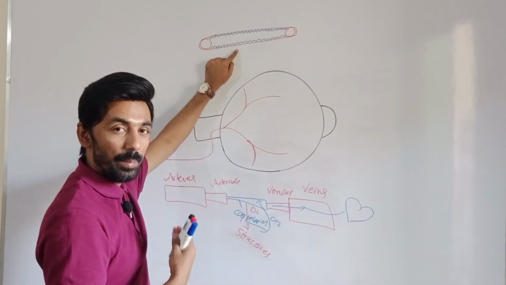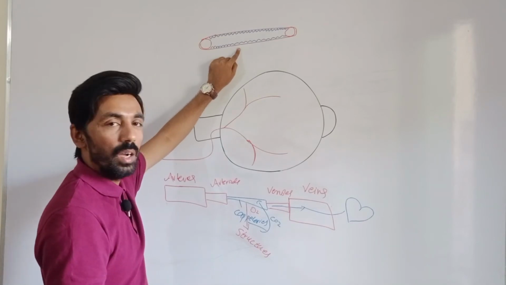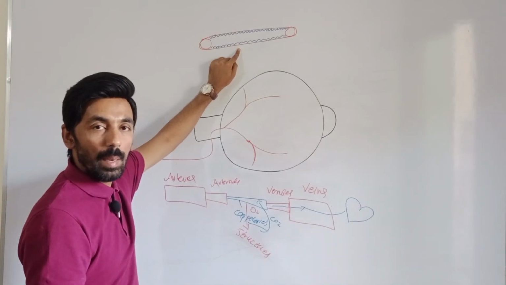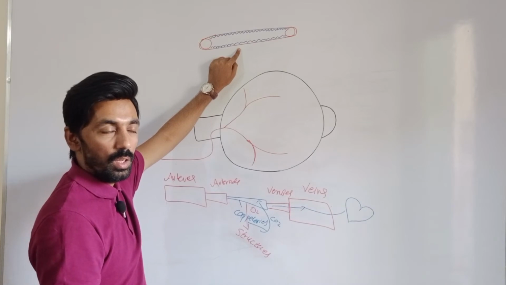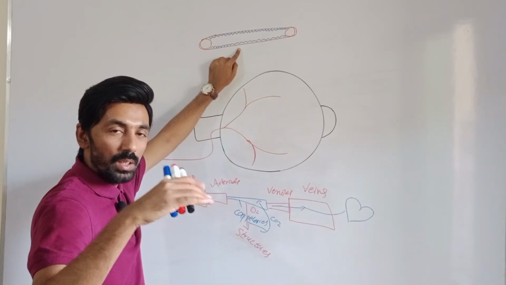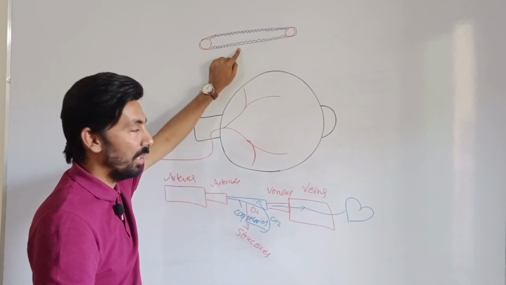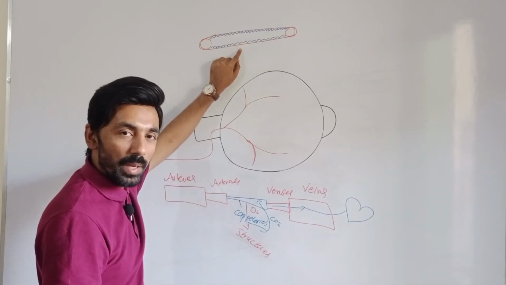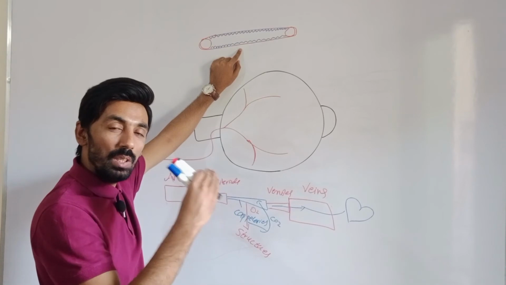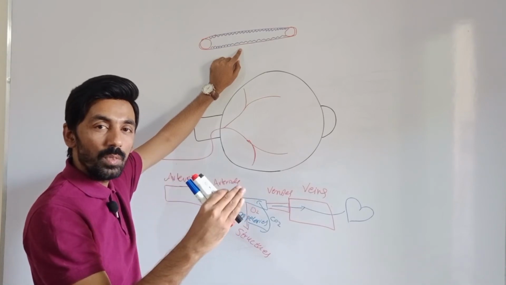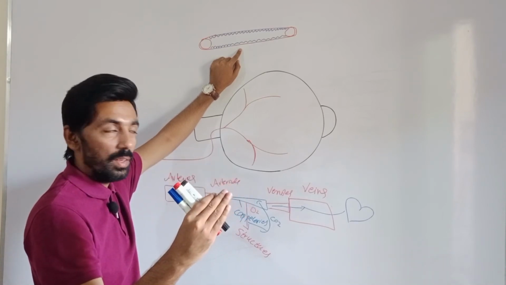What is the location of the pericytes? At the level of the endothelial cells of the capillary, right? You have to make a difference over here. The outer blood retinal barrier was at the level of the retinal pigmented epithelium, but the inner blood retinal barrier is actually at the level of the endothelial cells of the capillary, of the retinal capillary, right?